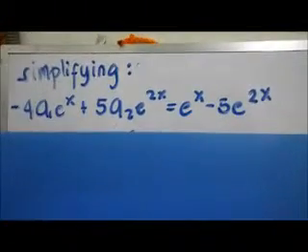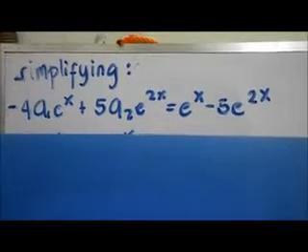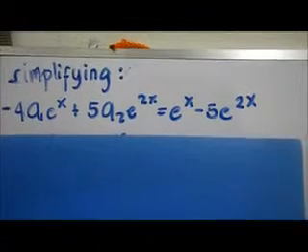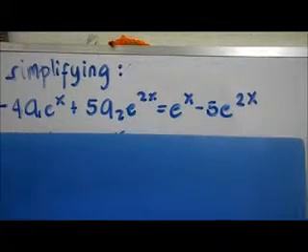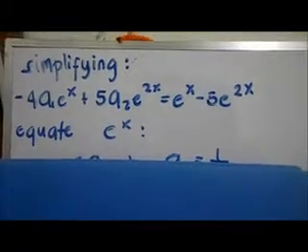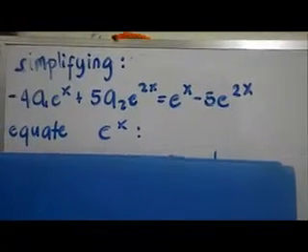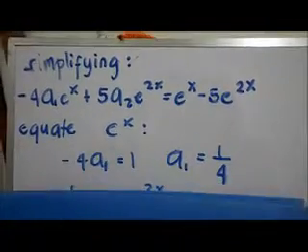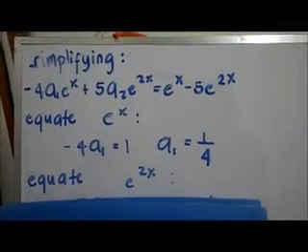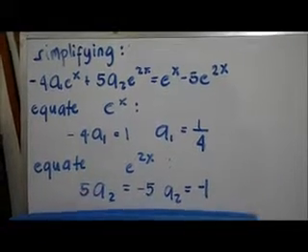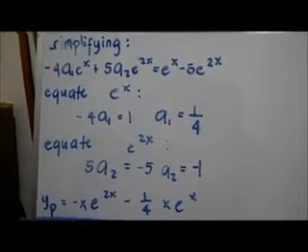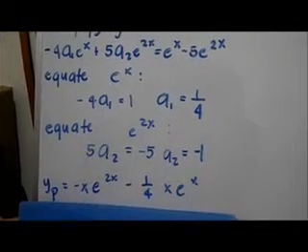So simplifying the substituted differential equation, it is negative 4a1 e to the x plus 5a2 e to the 2x equals e to the x minus 5e to the 2x. Equate the coefficient of e to the x on both sides in order to get the unknown a sub 1. Thus, a sub 1 is equal to negative 1/4. And equate e to the 2x to get the unknown a sub 2. Thus, a2 is equal to negative 1. And yp is equal to negative x e to the 2x minus 1 over 4 x e to the x.